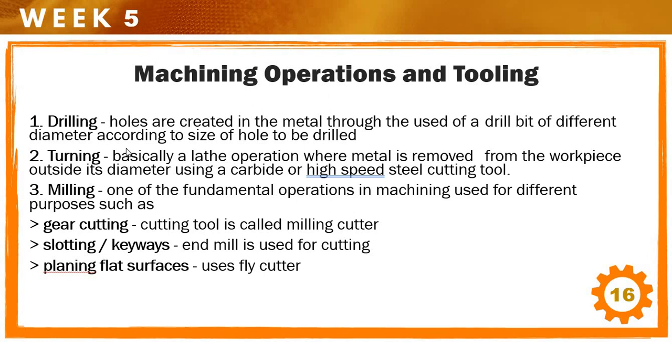First is drilling. It is a process of making holes in the metal through the use of a drill bit of different diameter according to the size of the hole to be drilled. Okay, so let's watch an example of a drilling operation. Alright, so first is the drilling process. Let's watch how it is being processed.